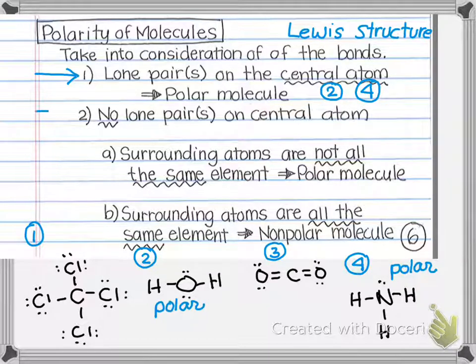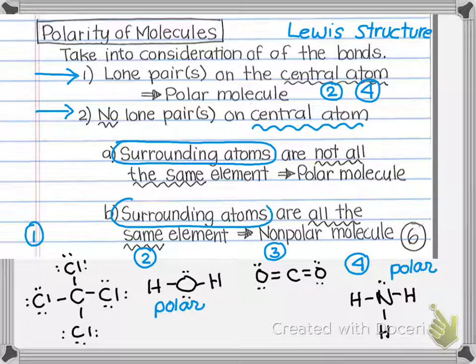Now, number 2 says, well, what if there are no lone pairs on that central atom? Remember, we're looking at the central atom when we're talking about the lone pairs. Well, then I have to consider some other things. So number 1 and number 3 have no lone pairs on the central atom. Both of them have carbon in the middle. So when you have no lone pairs on the central one, you're going to look at the surrounding atoms, the atoms that it's connected to. And we have 2 choices.